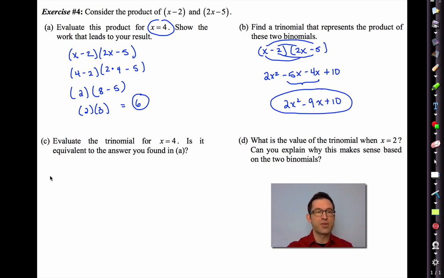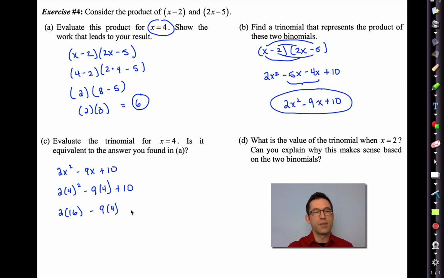So I'm going to take this trinomial, 2x squared minus 9x plus 10, and I'm going to put a 4 in for x. Let's see what we get. Again, let's try to do as much of this without a calculator as we can, just to get practice on our mental arithmetic. Order of operations says I've got to square that 4 first.